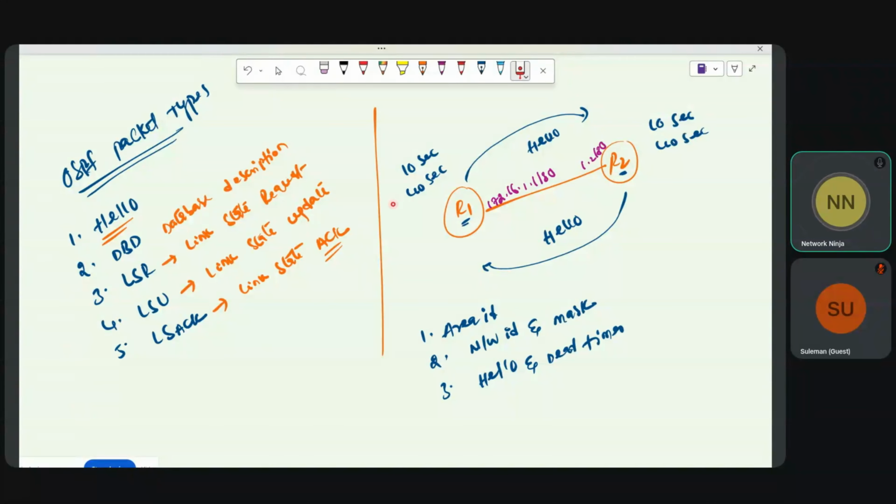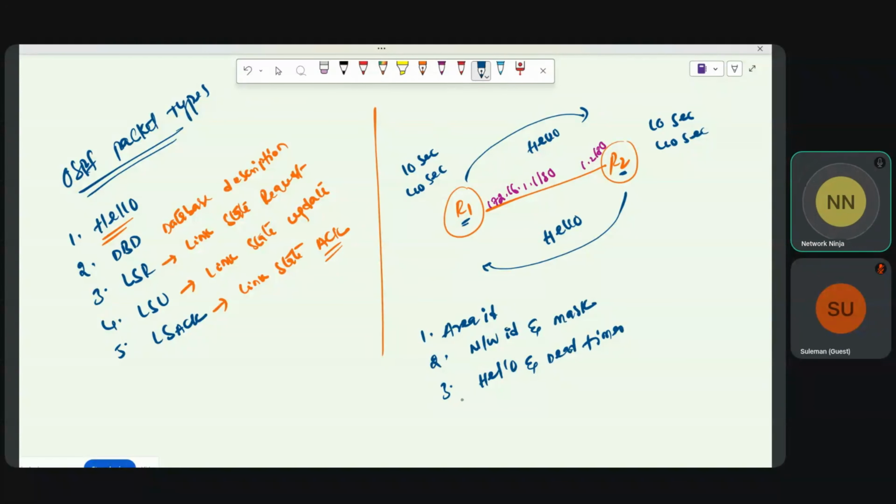If you modify these timers on any of the routers, even though you are sharing the same link and using the same network and subnet mask, it is still not going to form the neighborship, because the hello and dead intervals have to match to form the neighborship.